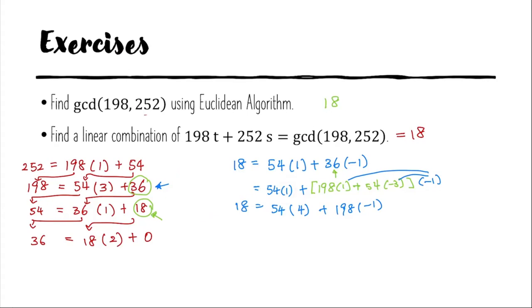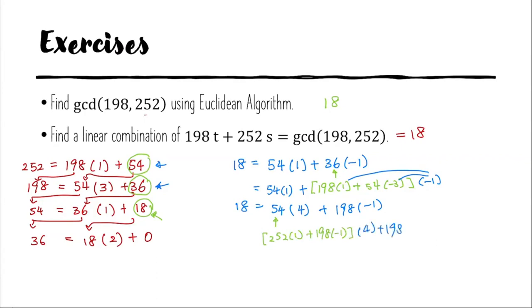Now you have put the GCD 18 into the linear combination of another two numbers, 54 and 198. But this is still not the pair of numbers you are looking for, right? Since you are not all the way to the top yet. So you will move one step up, and the next number you will substitute is 54, and 54 is here. So you will write 54 as a linear combination of 252 and 198. Again, you put the negative in the parentheses.